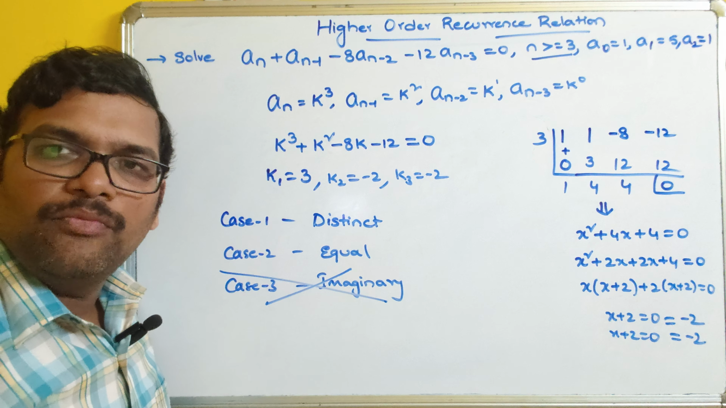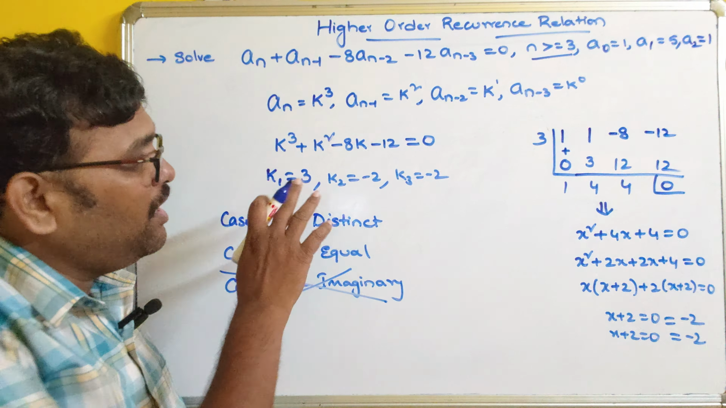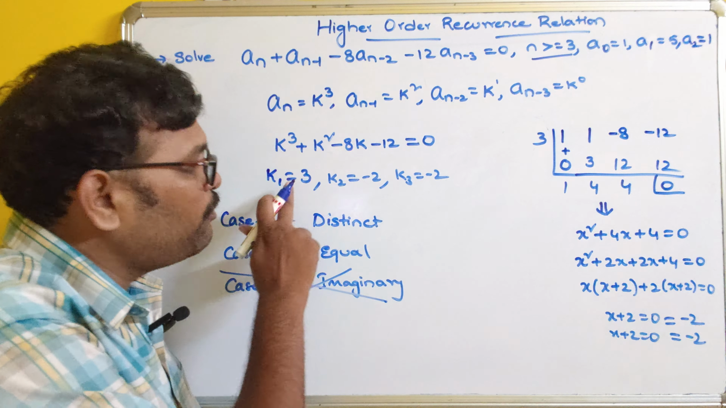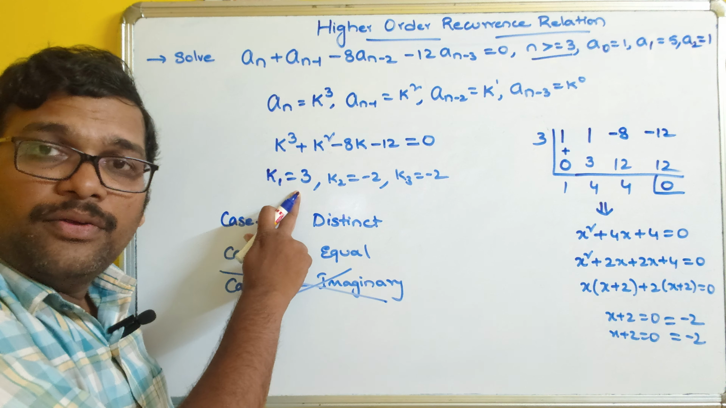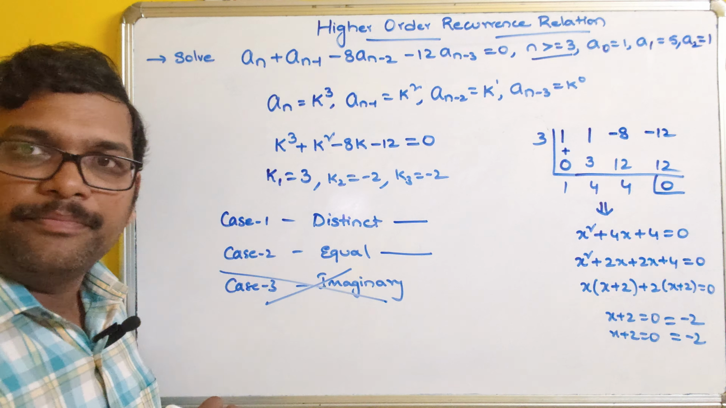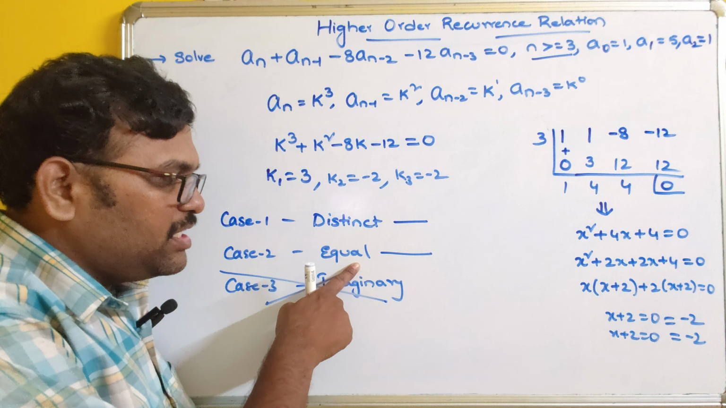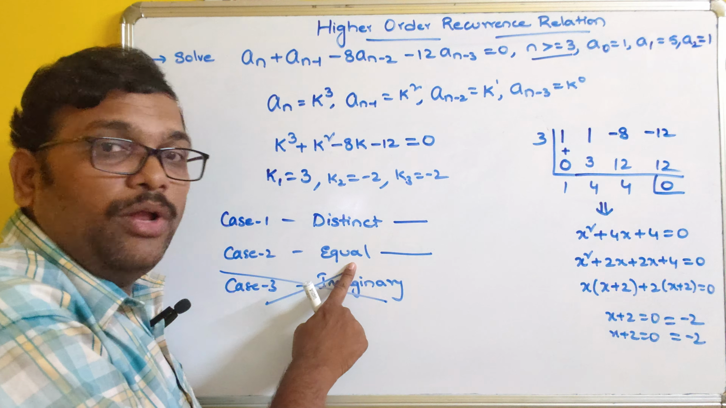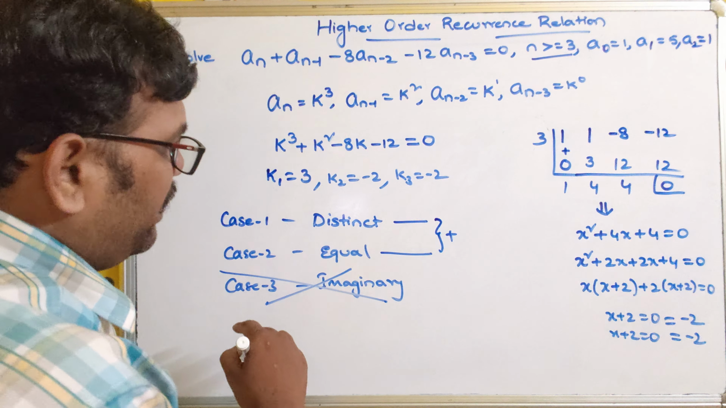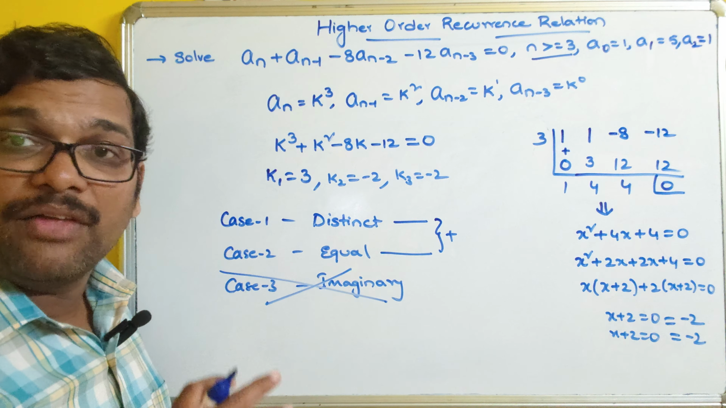We are not able to use the imaginary case because the roots are not imaginary. So here two roots are equal and one root is different, right? So it is not completely this one, not completely that one. If it is distinct, all three roots should be different. If it is the equal case, all should be equal. But this is a combination. So how can we write it? We have to combine case 1 and case 2 and get the formula.